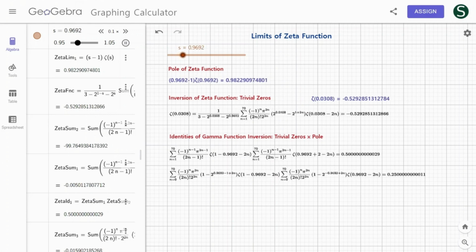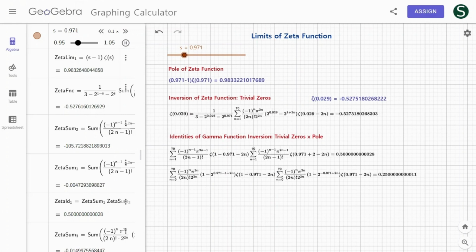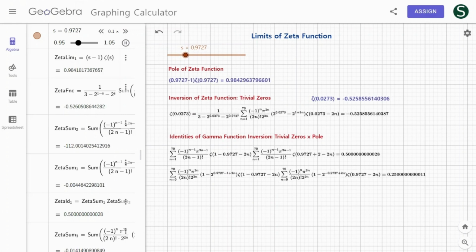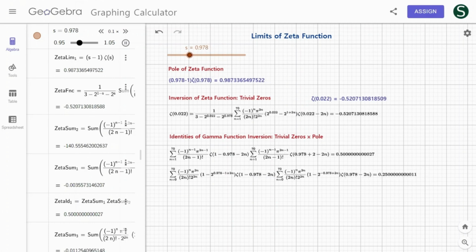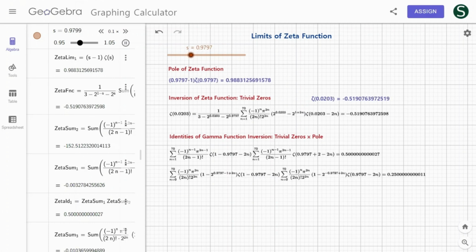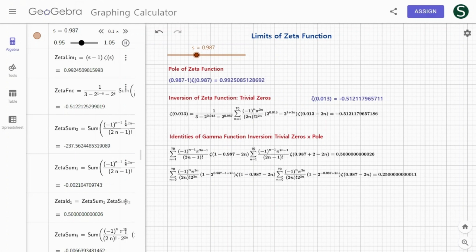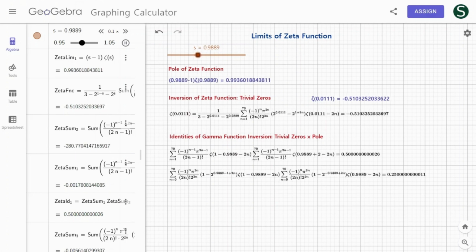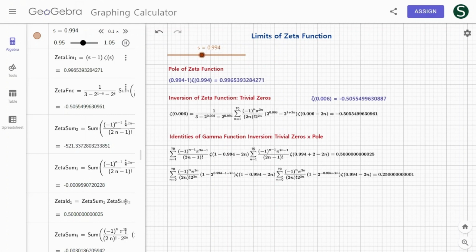The coefficient of the inversion of the zeta function becomes a pole when s equals 0, 1, and the sum of the zeta functions at s equals 0 is equal to the sum of the trivial zeros. So when s approaches 0, the zeta function of 0 equals minus 1/2. The inversion of the zeta function is also consistent with the sum of the zeta functions of 70 terms to more than 10 decimal places.